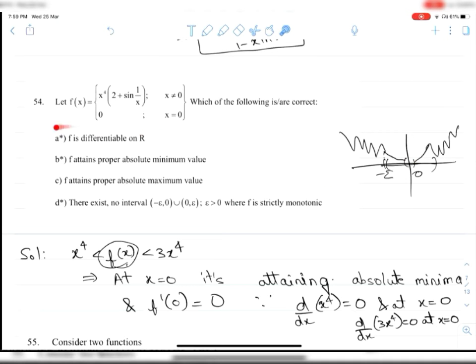F is differentiable: we have no issue because we only need to check at x equal to 0, and at 0 using first principle you can conclude that the derivative will be 0. F is differentiable in R, it attains absolute minimum.